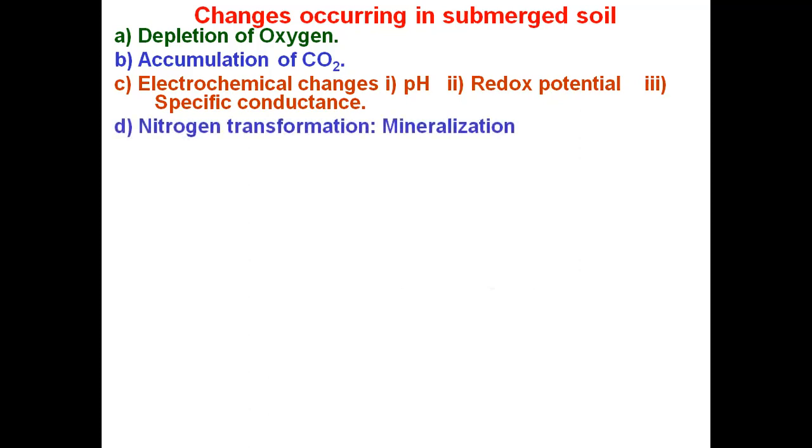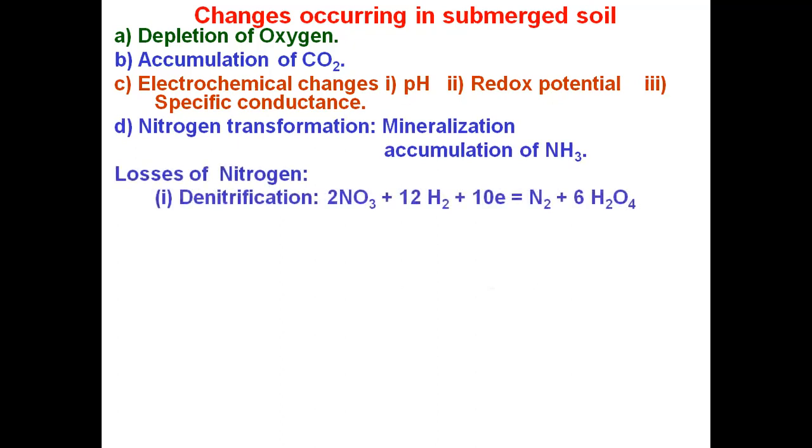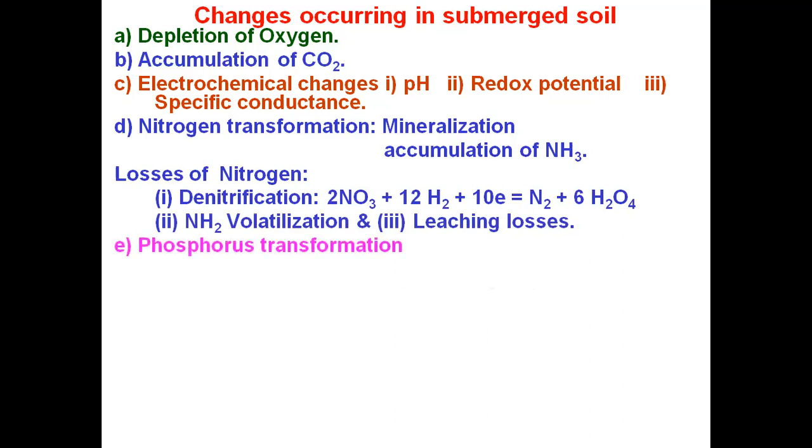There is transformation of the nitrogen as mineralization, and accumulation of the ammonia. Then there may be losses of the nitrogen by denitrification. The nitrogen will react with the hydrogen and it will give the release of nitrogen gas into the atmosphere. There may be ammonia volatilization. There are leaching losses of the nitrogen. There are also phosphorus transformations that take place due to the submergence of the soil.